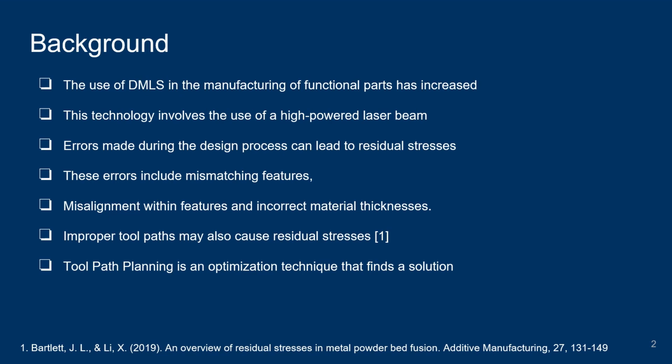The application of DMLS in the manufacturing of functional parts has become increasingly reliable. The technology entails the use of a high-powered laser beam, which may be associated with error. However, the errors made during the design process can lead to residual stress, which may call for a different approach. Some errors include mismatching features, misalignment within features, and incorrect material thickness. Improper two-pass may cause residual stress. Two-pass planning is an optimization technique that is a solution.